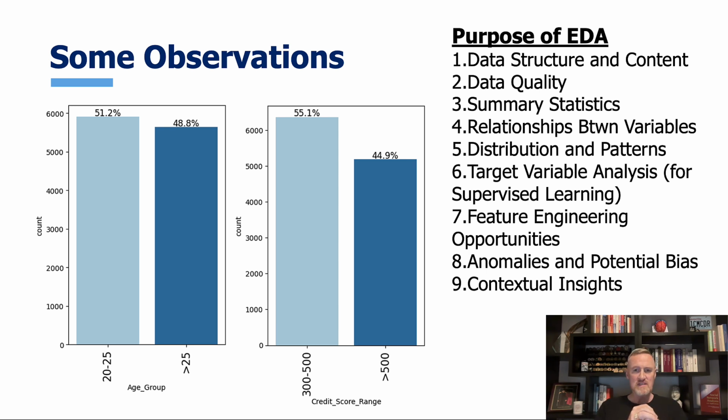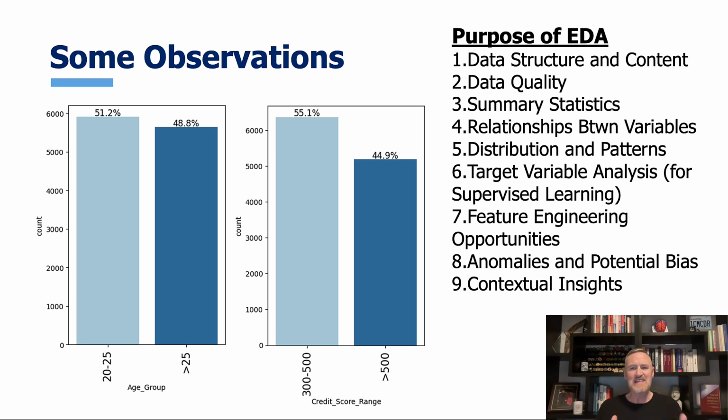You want to get some summary statistics, like we've just been looking at. Are there any relationships between the variables? Do you see any patterns in the data, right? Do you see any shapes, right? Are these linear relationships? Or are they nonlinear relationships, like curved patterns?